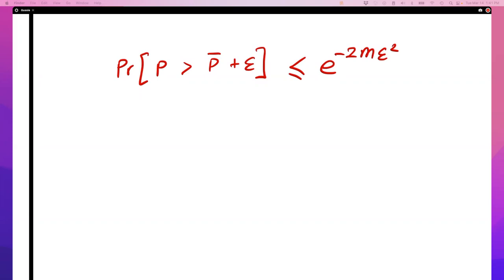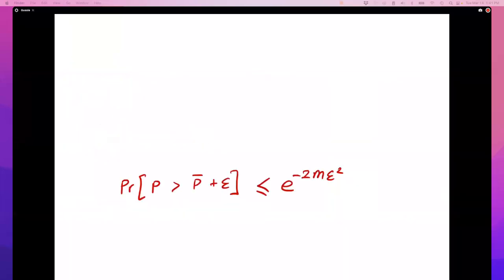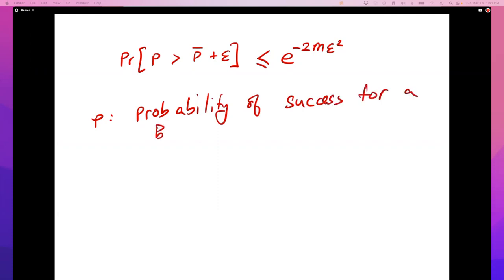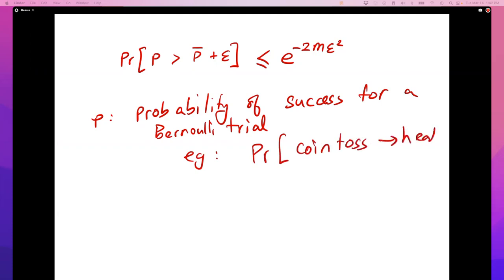In what we've written here, there is no comment on the nature of P and P bar, other than the following. We are also assuming that we have Bernoulli trials. So for a Bernoulli trial, P is the probability of success. For example, the probability of seeing heads for a coin toss. That's P.